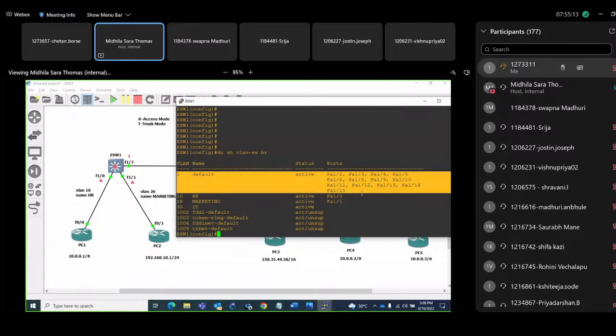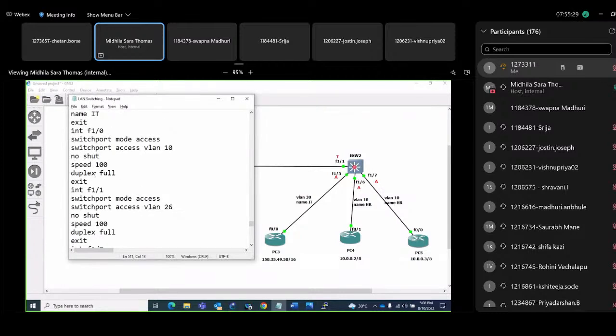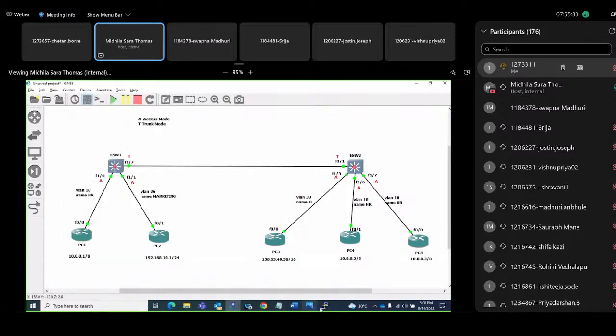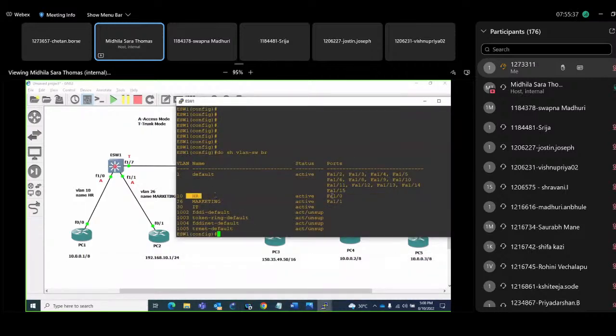But now, what happened is, you have configured VLAN, right? You have done the VLAN configuration, isn't it? So what did you do? You put F1/0 under VLAN 10. You remember giving the command, switchport access VLAN 10. That is what they are also showing here. Under 10 with the name HR, you have configured F1/0.